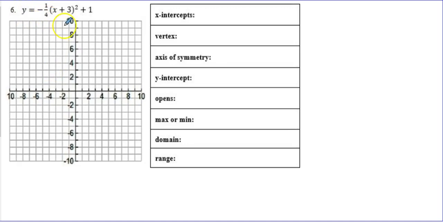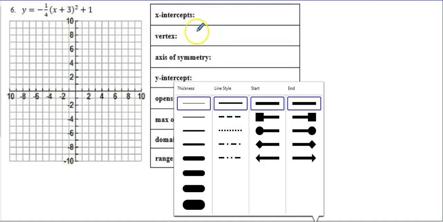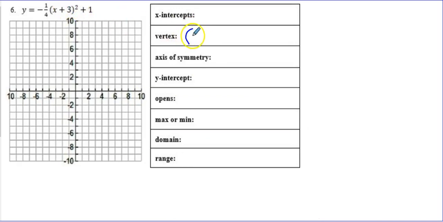Okay, so we have the equation y equals -1/4 times the quantity x plus 3 squared, plus 1. This is in vertex form, so I can already tell what my vertex is. This is underneath your graph, and the x-intercepts thing got cut off a little bit, so you can write x-intercepts underneath it. So the vertex is going to be at the opposite of this, which is -3, and this number, which is 1. Okay, so that's the vertex.